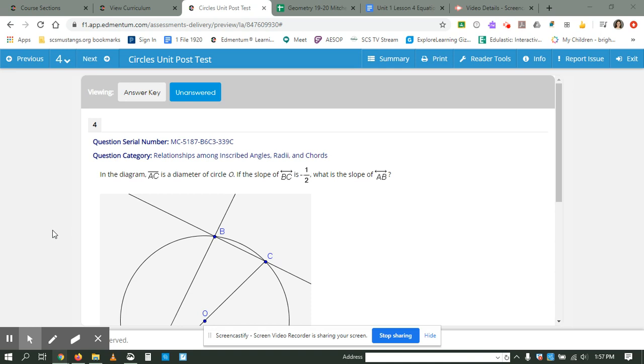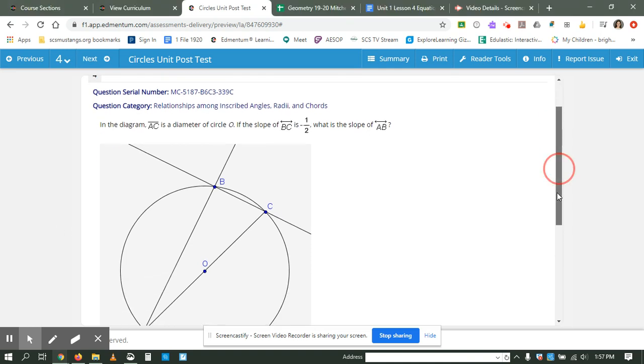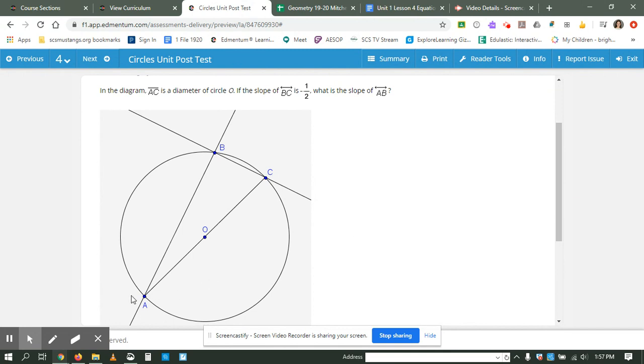Okay, taking a look at number 4, they tell us that in this diagram, AC is a diameter of our circle, and if the slope of BC is 1/2, what is the slope of AB? So this is something that we talked about briefly in class but didn't spend a ton of time on.